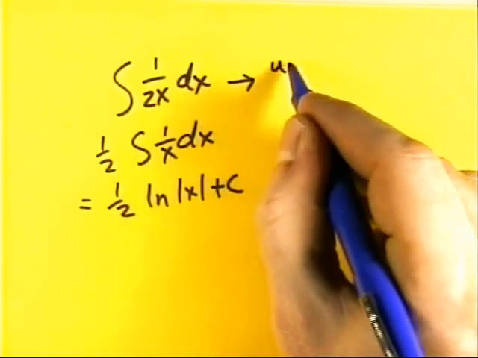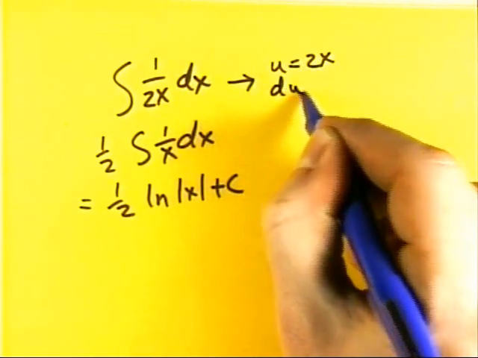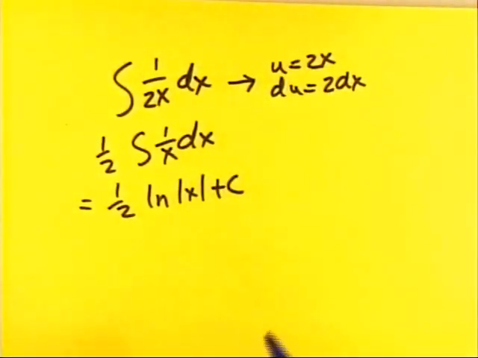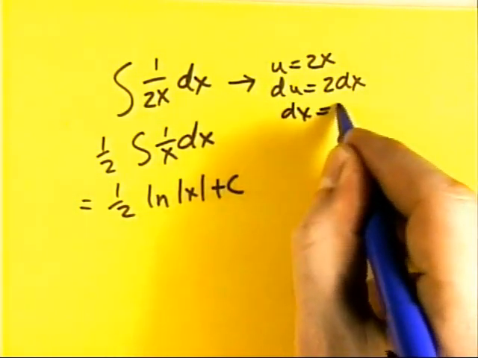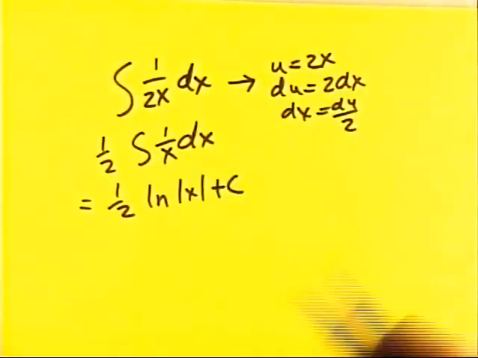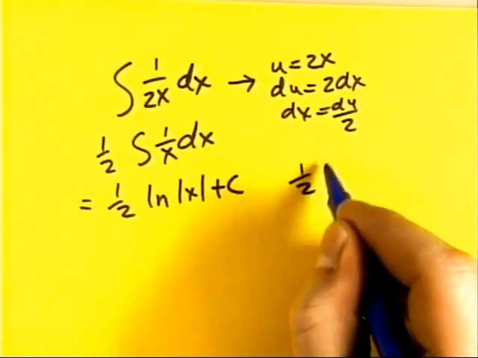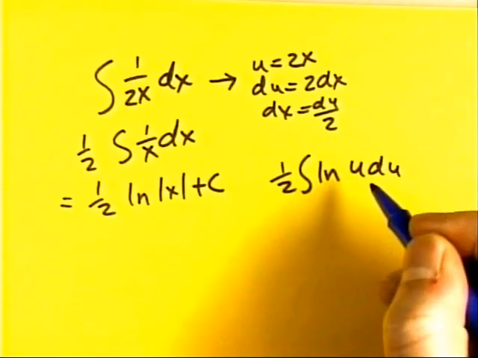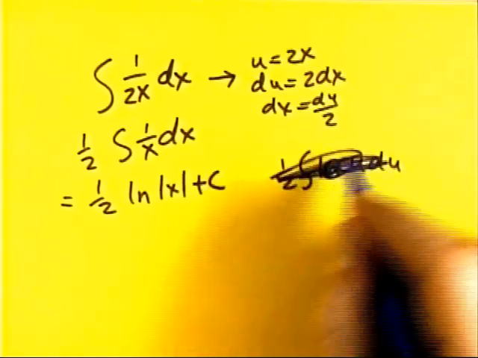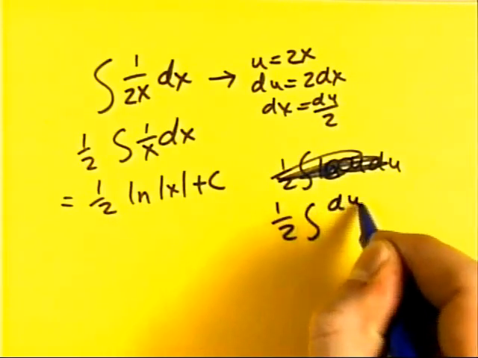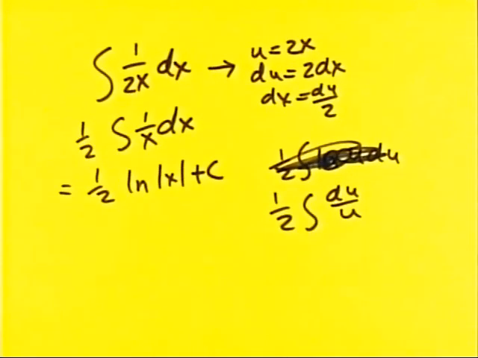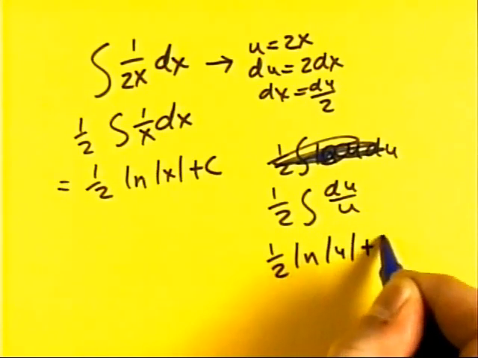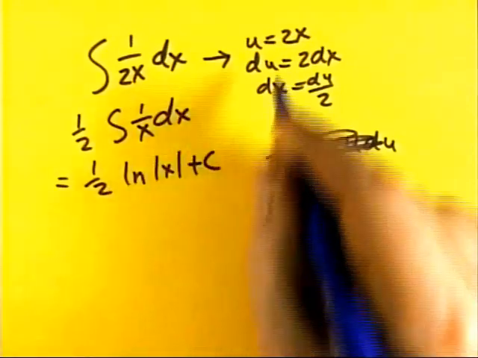You could have set u equal to 2x, du equal to 2 dx. So the way I thought, dx is equal to du over 2, you guys don't do that step, but I do. So it's 1/2 times the integral of du over u. You see that? Yes. Which is 1/2 natural log of u, which is 1/2 natural log of 2x.